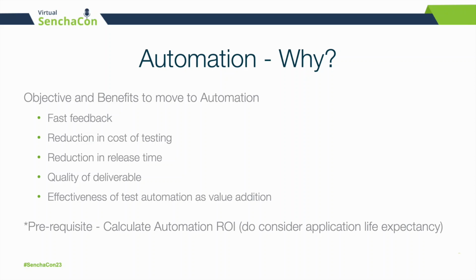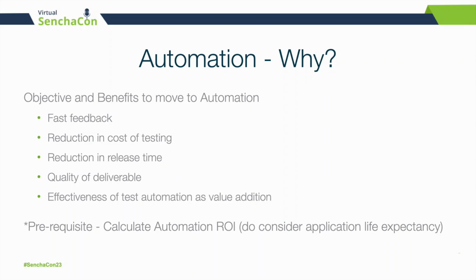Apart from that, the cost of testing. Say we are running a number of regression cycles per year for our application. Once we create this automation suite, it reduces the manual labor. In that way, it will reduce the cost of testing, and the release time will also decrease for each and every release.